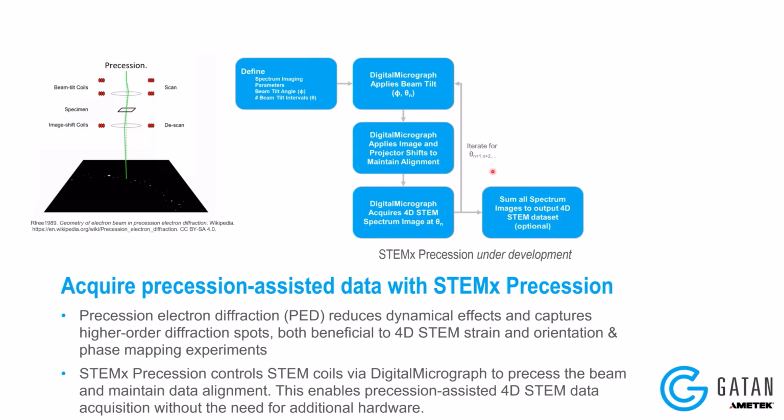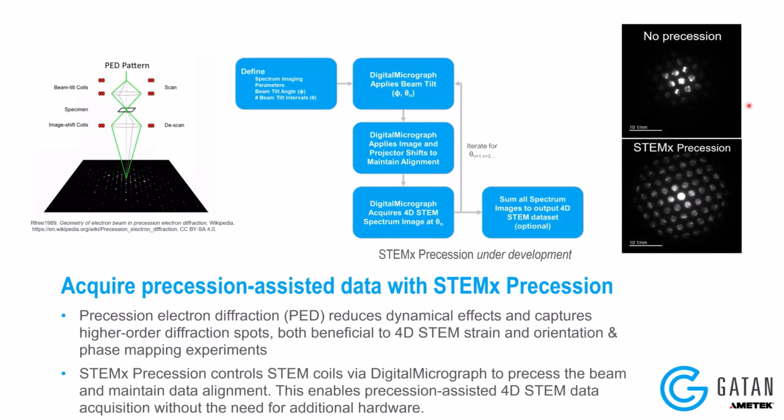So this schematic here is showing a quick example of how that workflow works. We can define, for example, a beam tilt and then how many tilts or steps we want in this kind of conical rotation fashion. Then apply that beam tilt and the required image shifts and projection shifts automatically to keep everything in alignment, and then acquire a 4D STEM spectrum image at all of the different beam tilt positions and then sum them together into a final output data set.